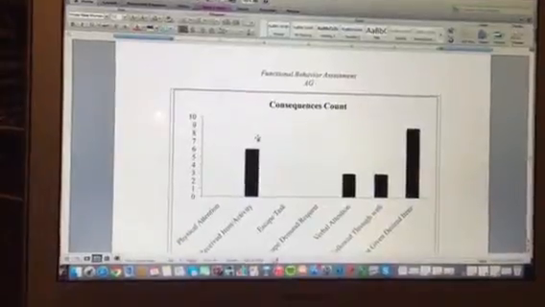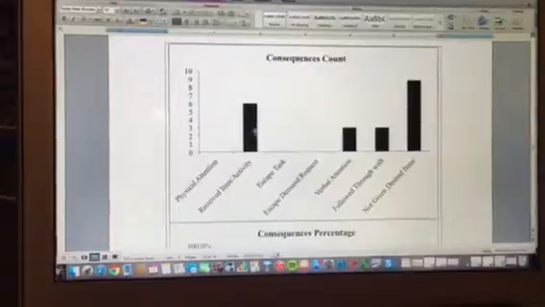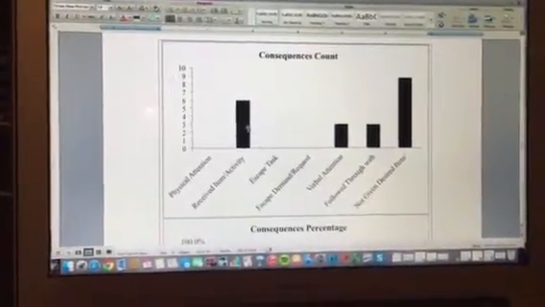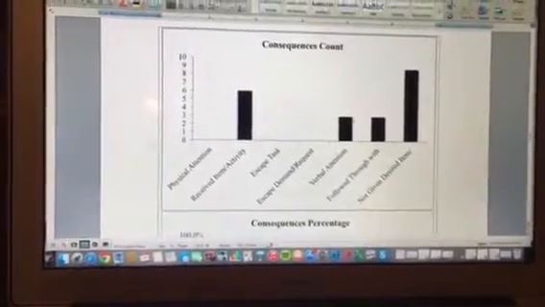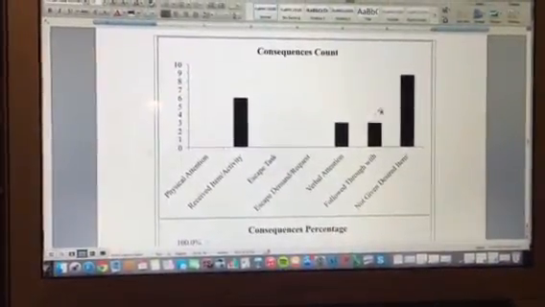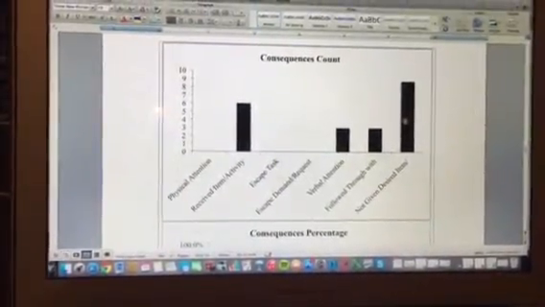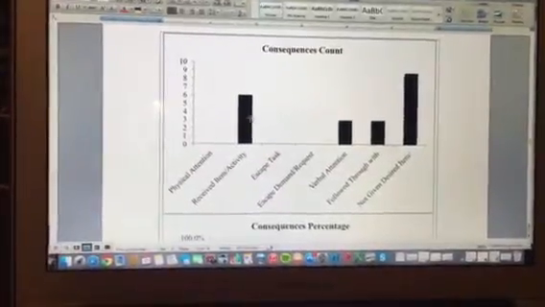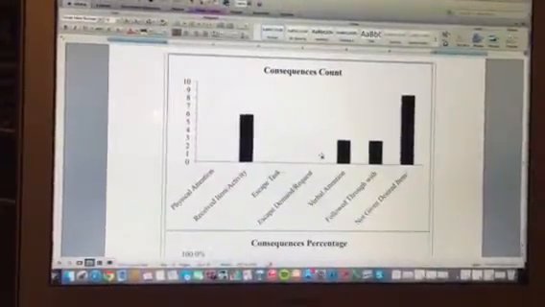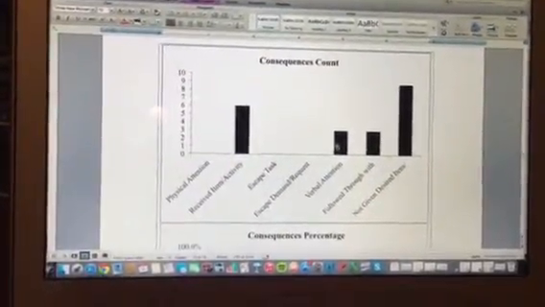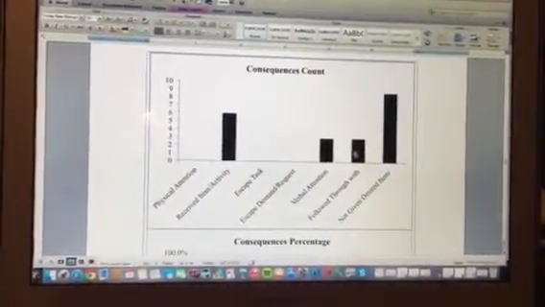The next two graphs show us the consequences that were observed to occur during the ABC checklist data and the continuous observation data. You can see that about 9 times the child was not given the desired item, about 6 times she did receive the item or activity, about 3 times she received verbal attention, and about 3 times there was follow through with a demand or request.